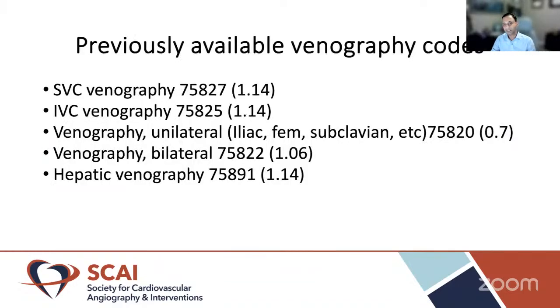The other previously available venography codes prior to 2024 were extremity unilateral venography, whether it's iliac, femoral, subclavian, etc., which we still have access to. And we had bilateral venography codes for extremities, and we had a hepatic venography code in addition to the 75827 and the 75825 for SVC and IVC.